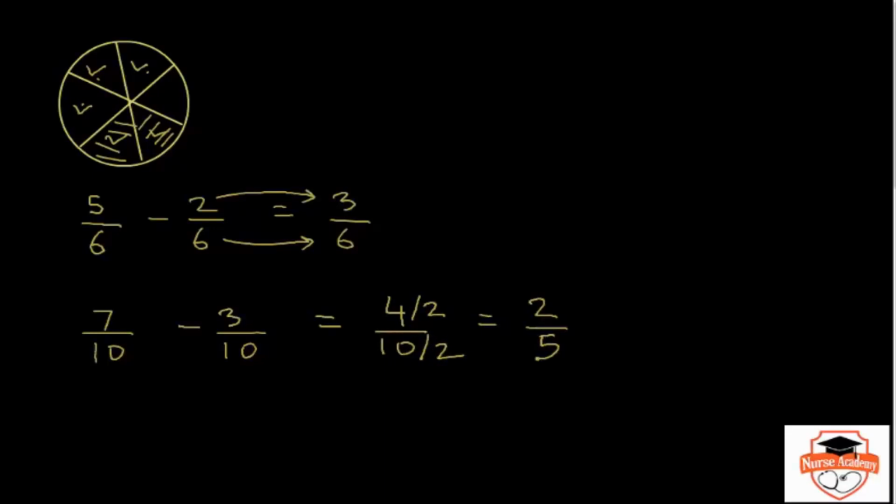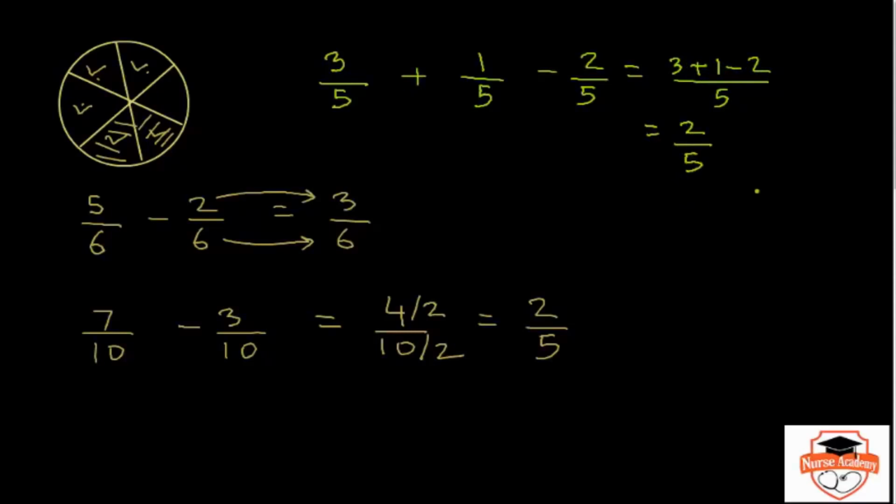And you can actually add and subtract more than 2 fractions in the same way. So if you were to do, let's say, 3/5 plus 1/5 minus 2/5, you would end up getting something over 5. And on the top, you have 3 plus 1 minus 2, which is 4 minus 2, 2 over 5, 2/5.